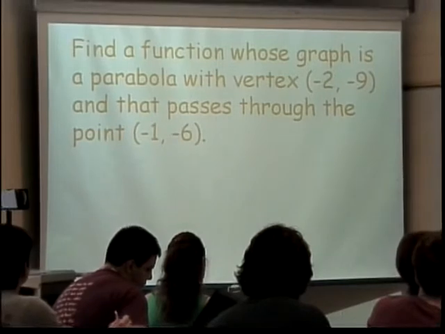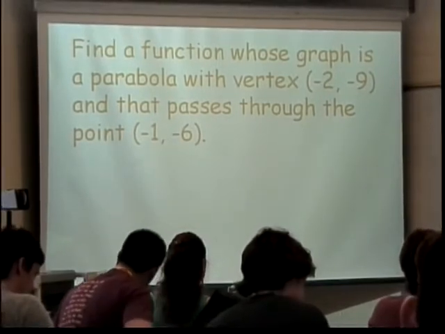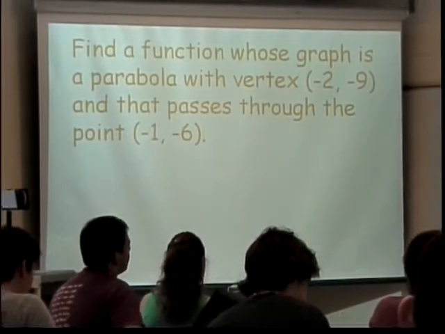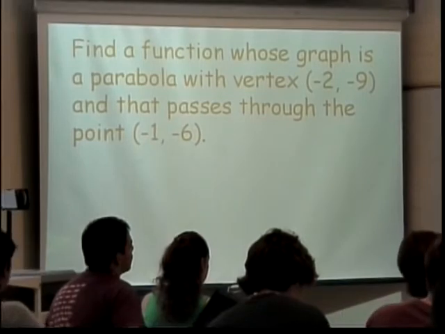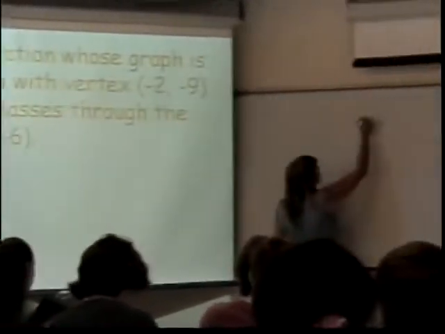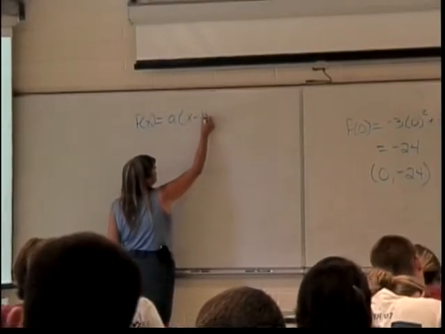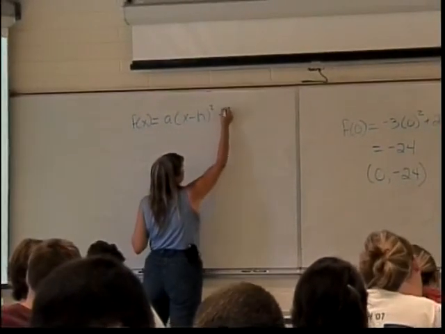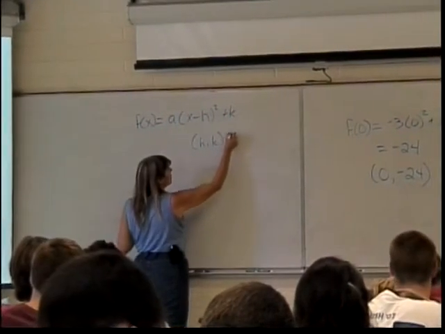Plug it into what? Well, the vertex form. I've got the vertex, so I should just plug it into the vertex form. So remember, the vertex form was f of x equals a times x minus h squared plus k, where h, k is the vertex.